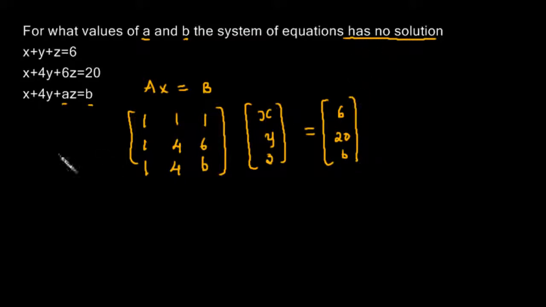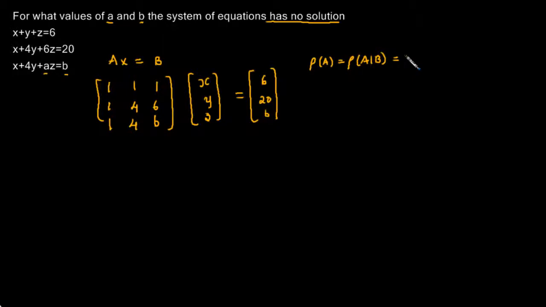Now we know when rank of A is equal to rank of the augmented matrix and is equal to the number of unknowns, then the system of equations will have a unique solution. And if this is equal and is less than the number of unknowns, then it will have an infinite number of solutions.